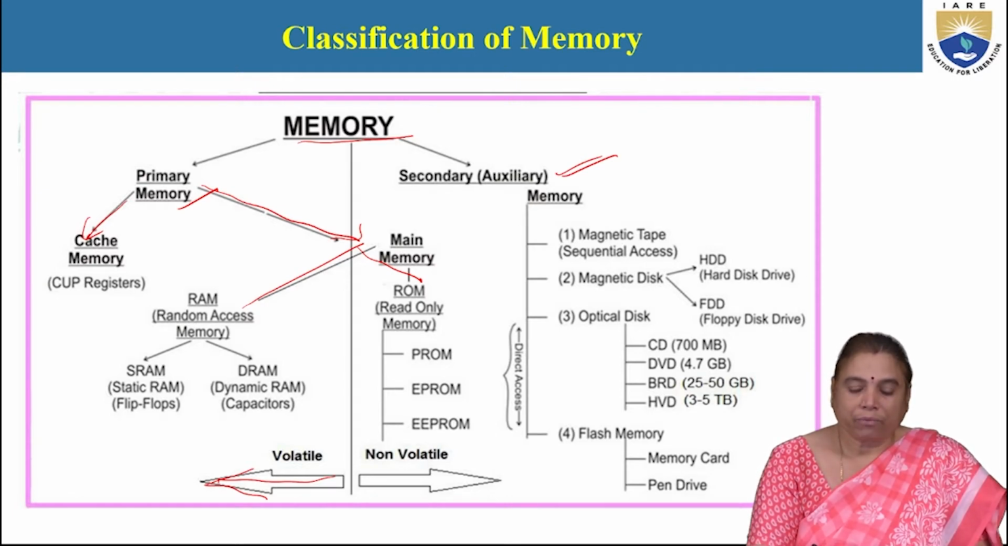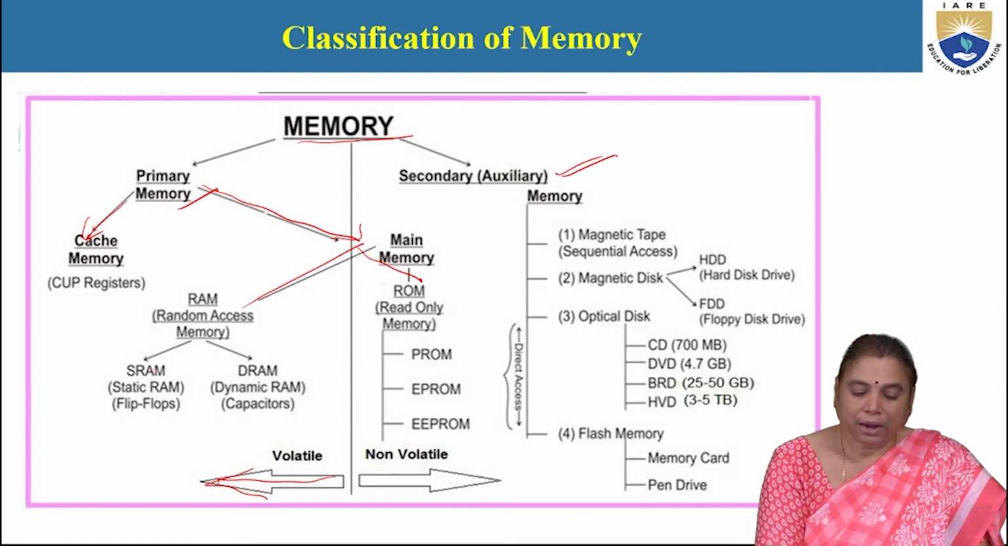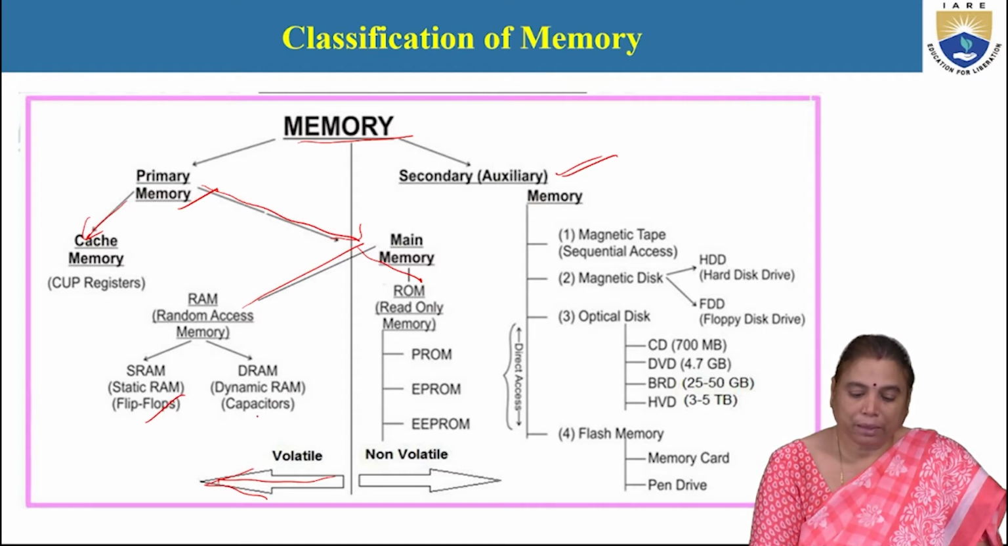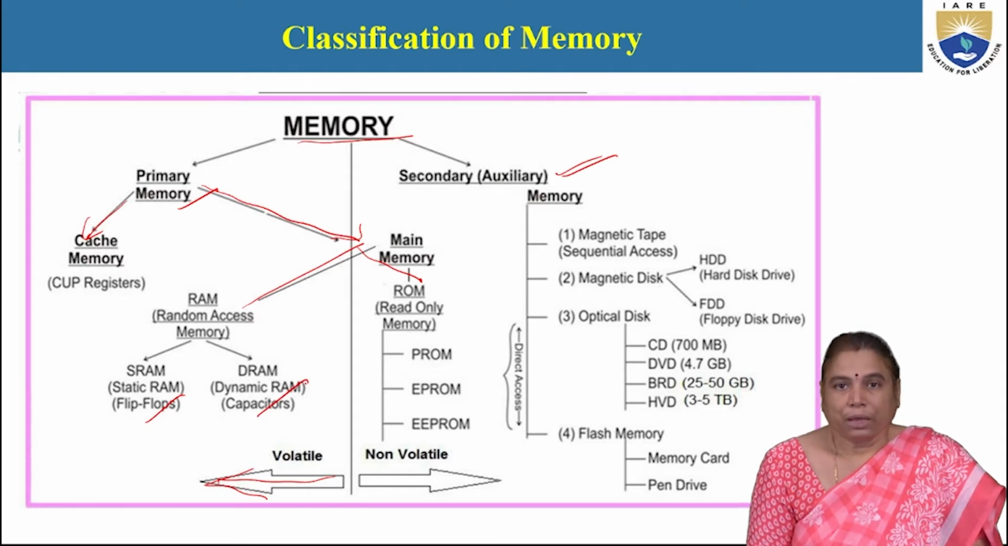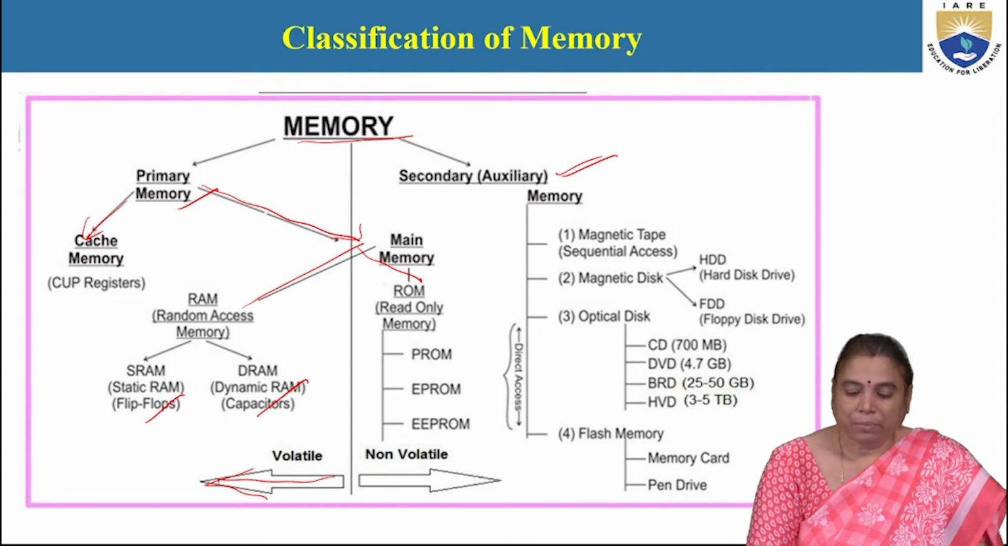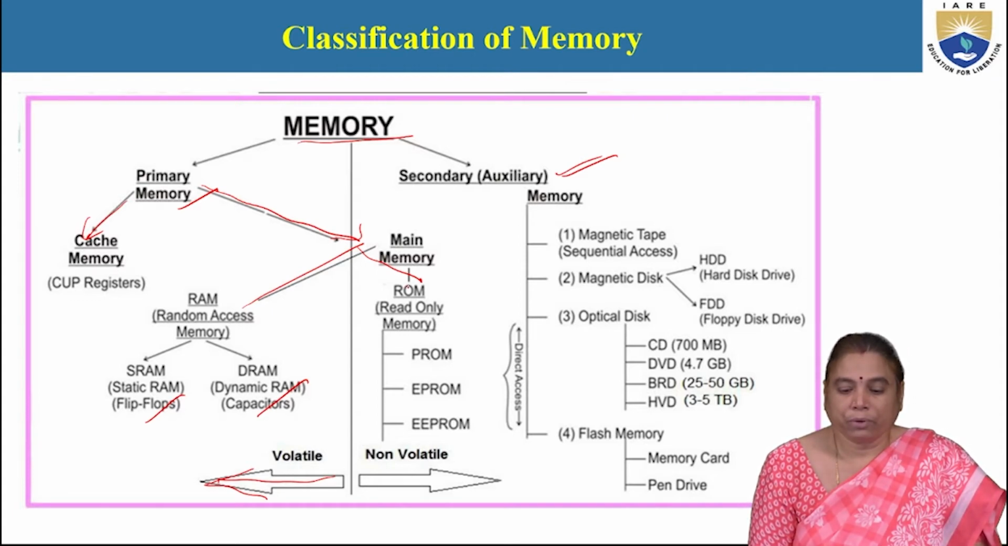Again, there are two categories of RAM, that is SRAM, static RAM. The major electronic component used in the SRAM is the flip-flop. The second variety of RAM is DRAM, that is dynamic RAM, and the major electronic component used in DRAM is the capacitor. So capacitors are used in the DRAM. Refreshing has to be done frequently with the DRAM. The next category of primary or main memory is the ROM.